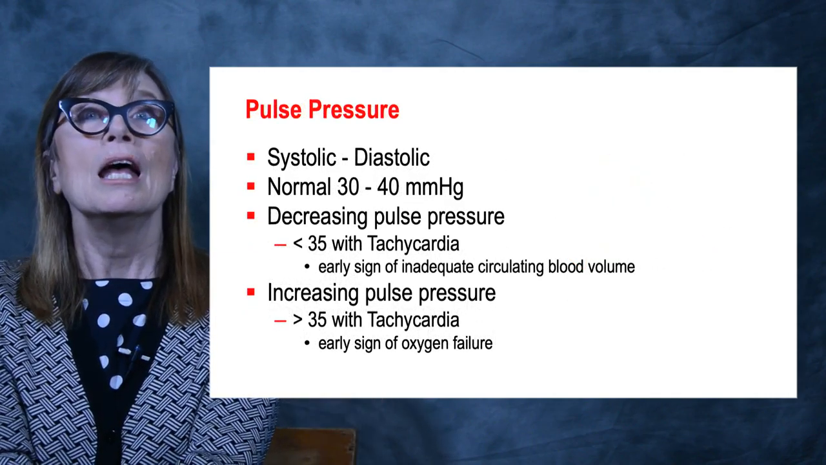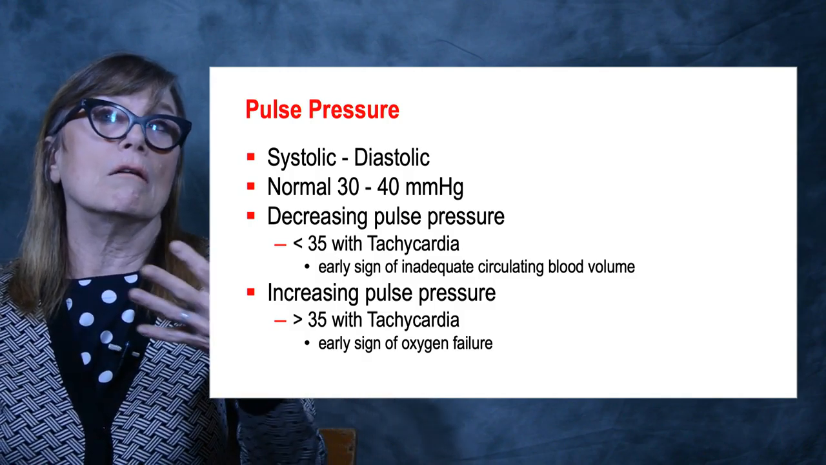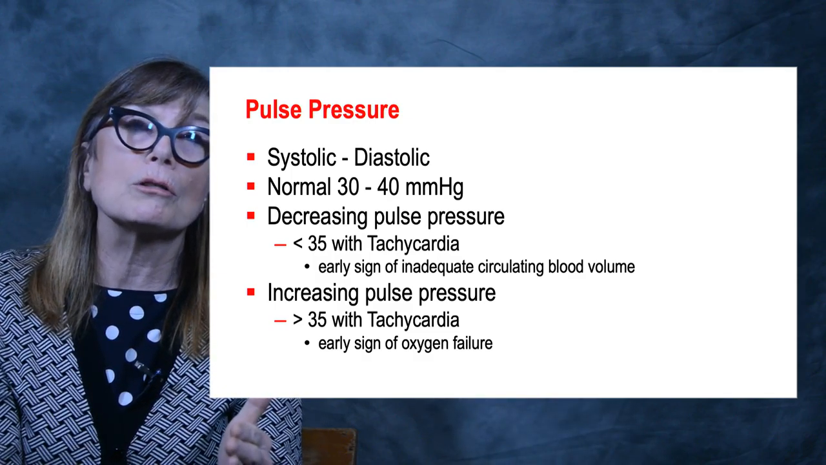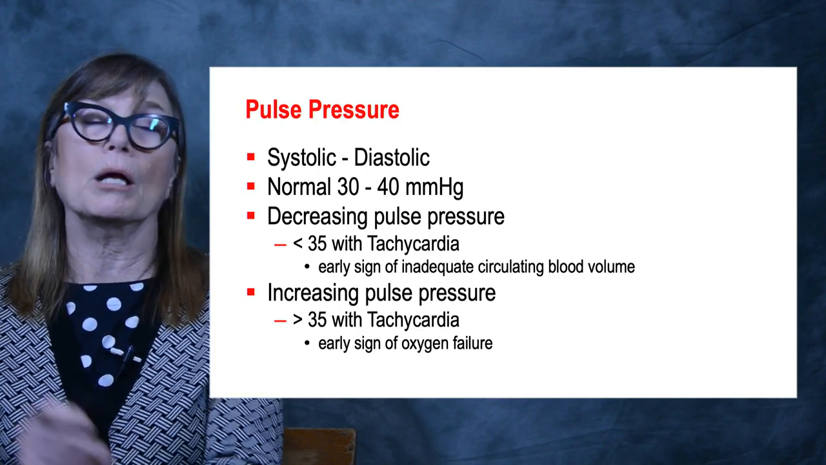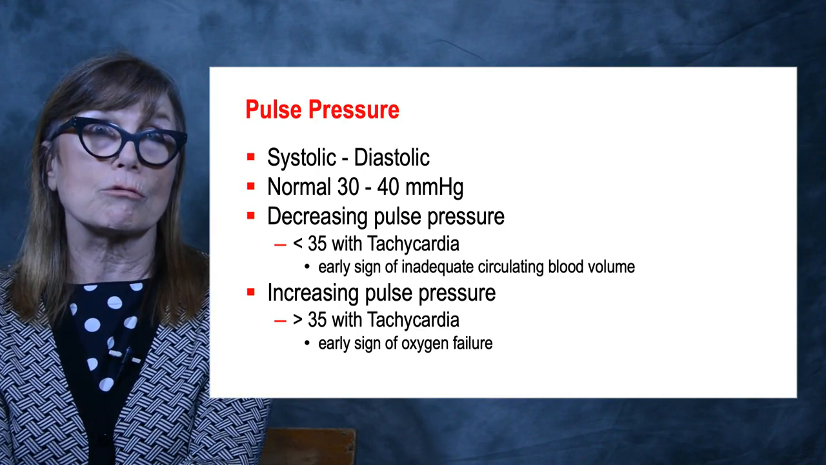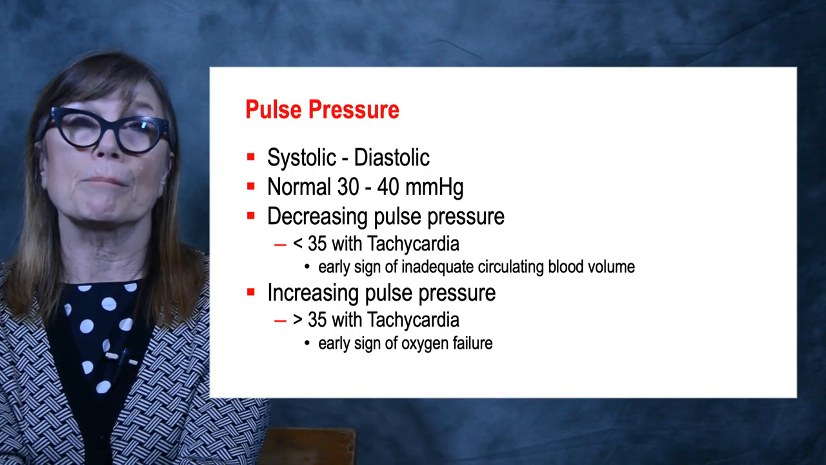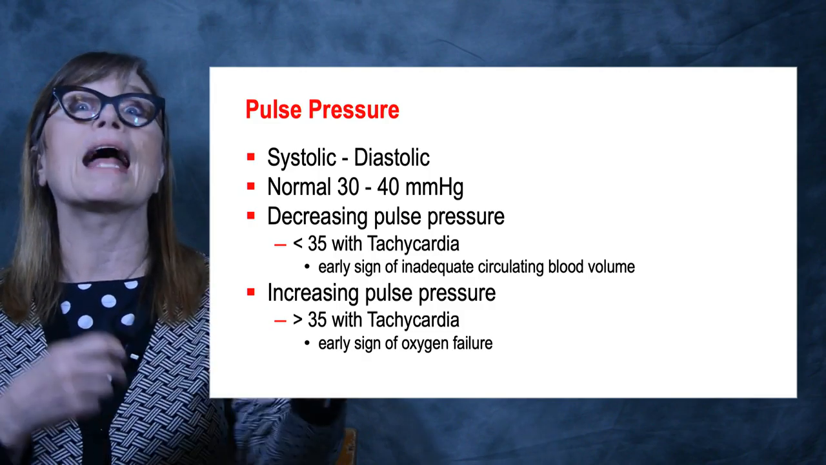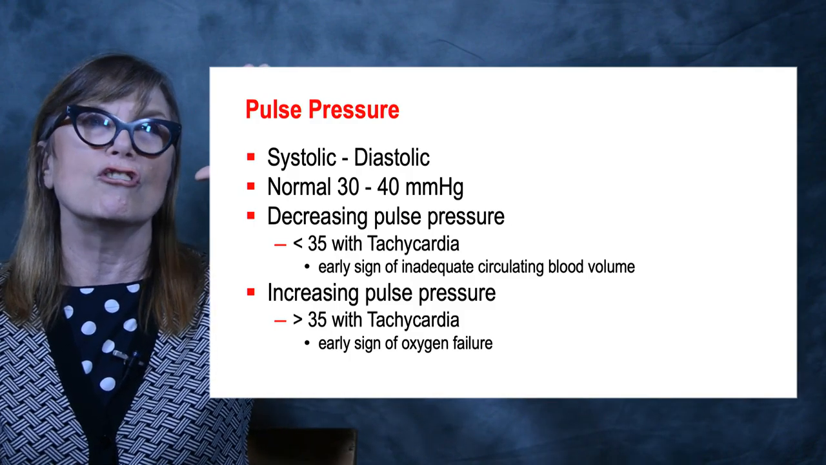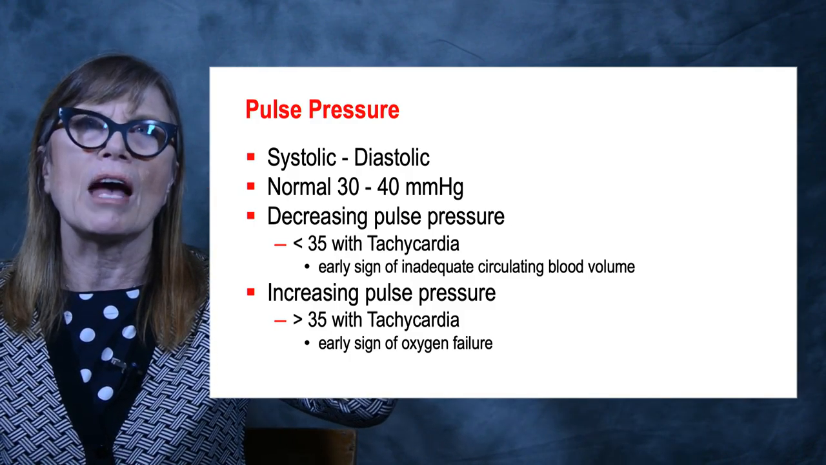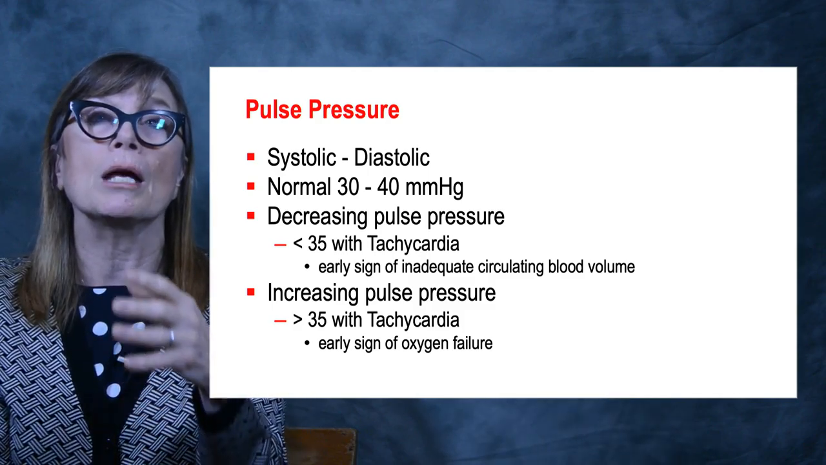So let's remember about pulse pressure, 30 to 40. If you have a decreasing pulse pressure with tachycardia, that is an early sign of inadequate circulating blood volume. Pay attention before your patient has refractory metabolic acidosis and organ dysfunction. Increasing pulse pressure, so wider pulse pressure, and that's happening before your eyes. And we're not talking about somebody with essential hypertension or neuro ICP failure. We're talking about your critical patient with sepsis and cardiogenic shock and hypovolemia.